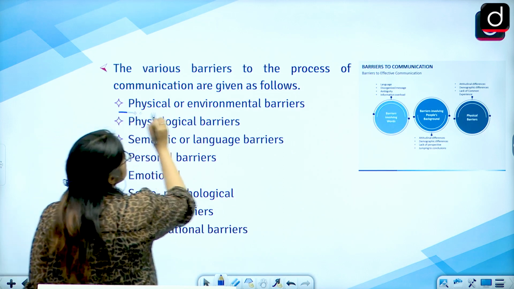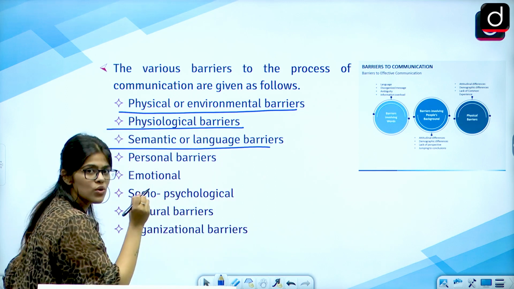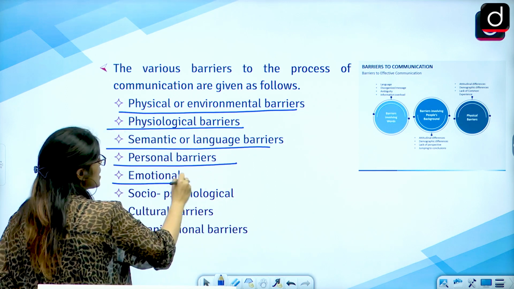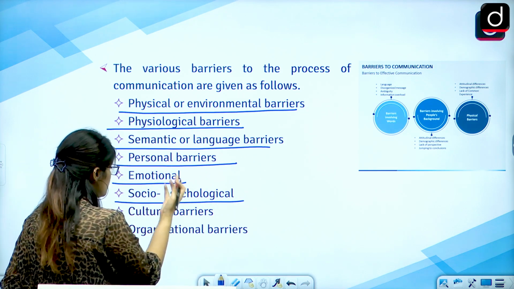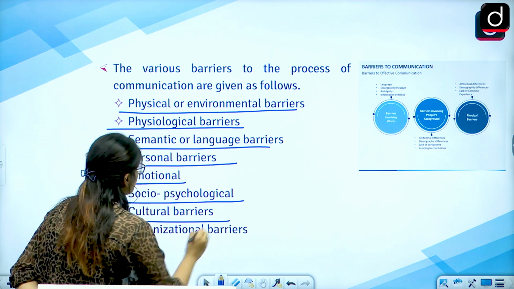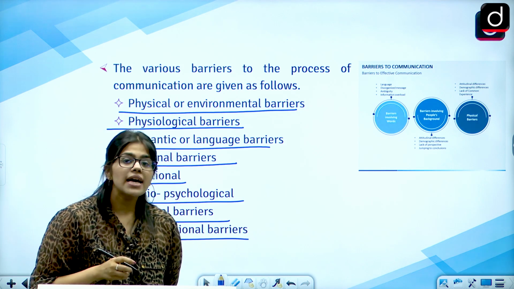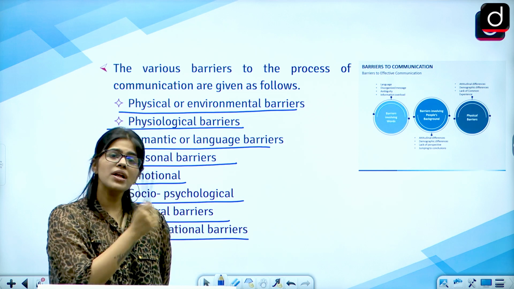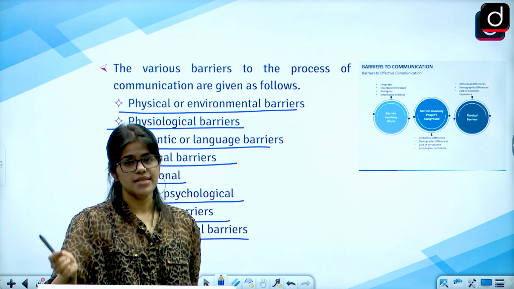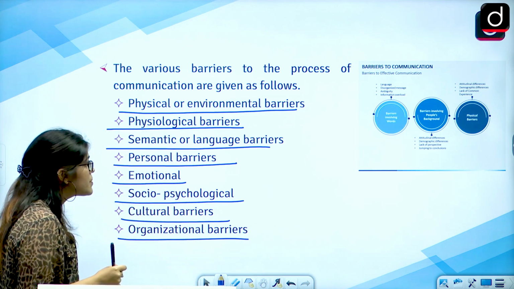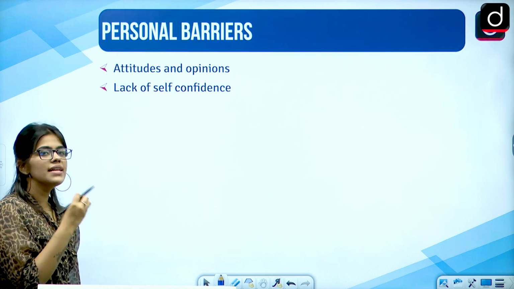So we'll be studying the physical and environmental barriers, psychological barriers, semantic and language barriers. We have personal barriers, emotional barriers, psychosocial or socio-psychological barriers, then you have the cultural barriers, and later come the organizational barriers, right? So these are the different barriers. In this video, we'll quickly jump upon them, but in the class, we have studied them and we'll be studying them in greater detail, right? In greater detail, I'll give you the examples also, and then we'll see the barriers. But here, let us see quickly the different barriers.